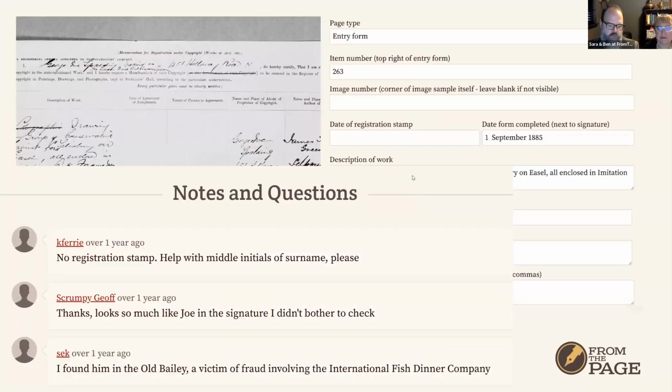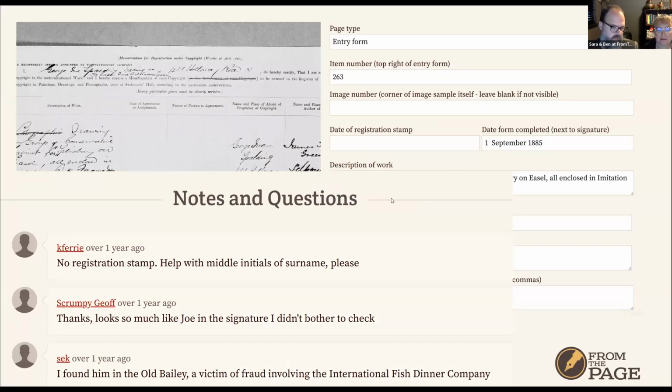For one thing, humans are more accurate than machines. They can learn from context and develop expertise on a particular hand or a particular subject. Better than that, though, they can collaborate. Like in this example from the British National Archives, where volunteers are helping each other decipher a name, and one of the people is actually looking at the Old Bailey Online to isolate exactly who this person might be.